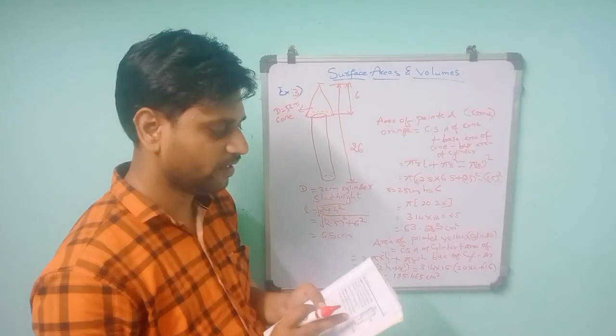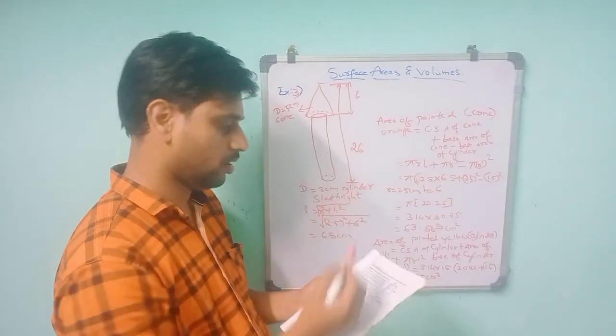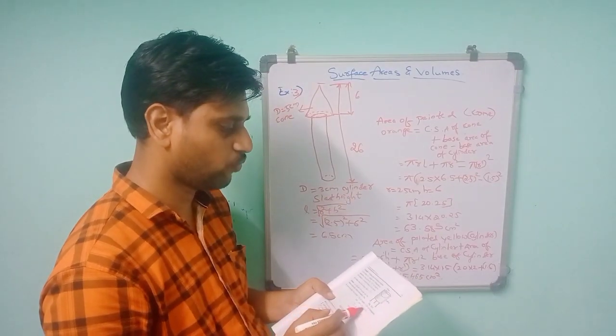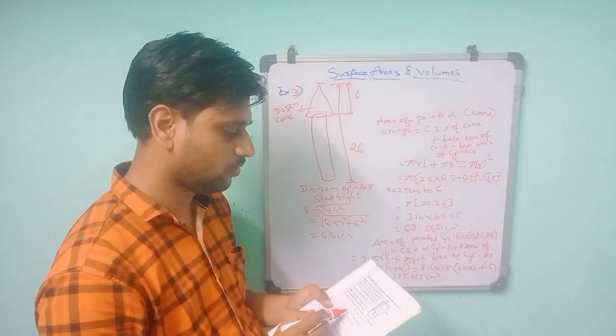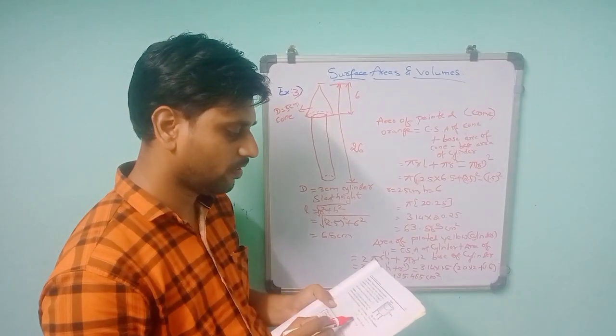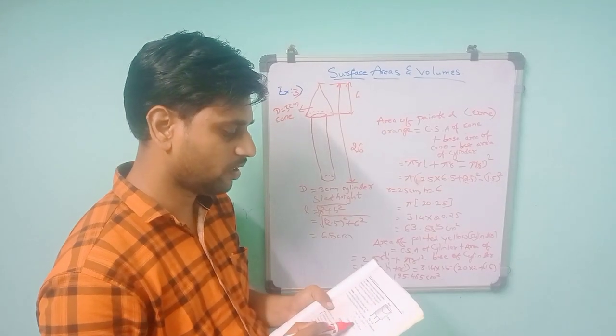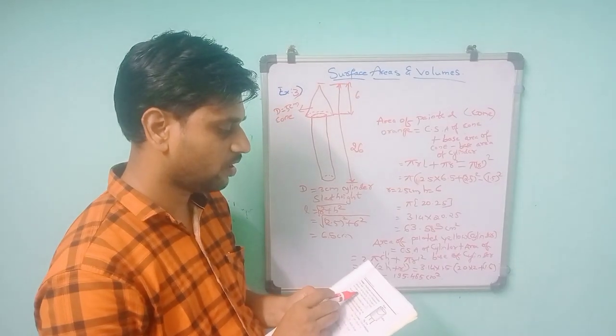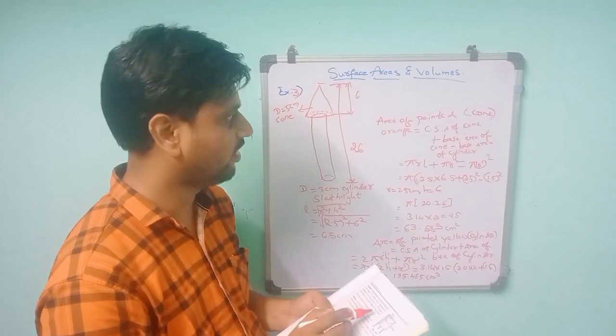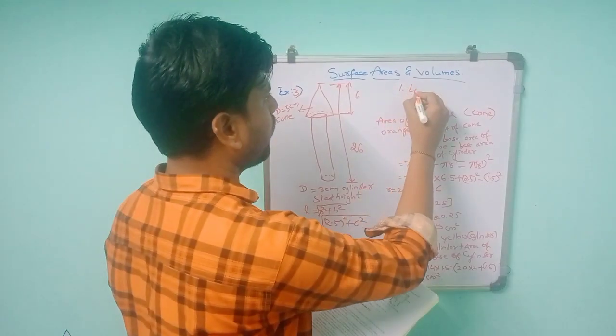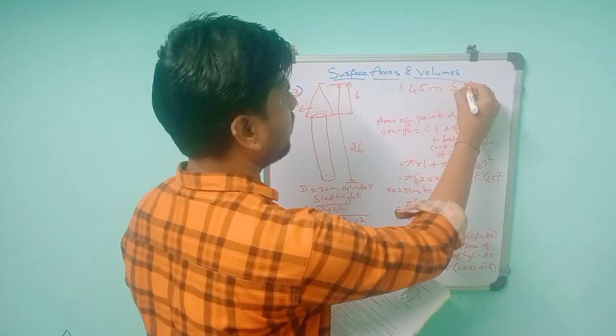2 pi r h, plus the curved surface of the hemisphere, which is 2 pi r square. So 2 pi r (r plus h). So you will get the total surface of the bird bath as 2 into 22/7, where r is given directly as 30 centimeters. And h is 1.45 meter, and r is 30 centimeter.